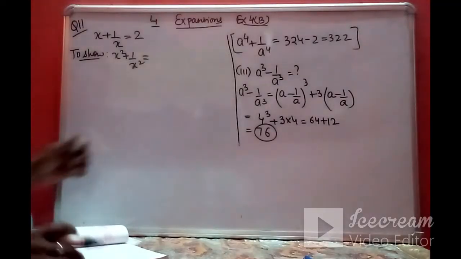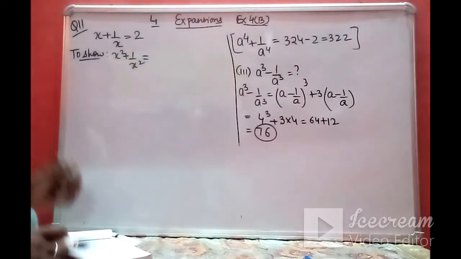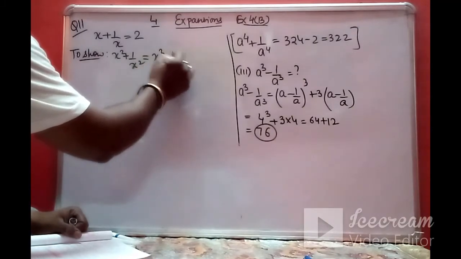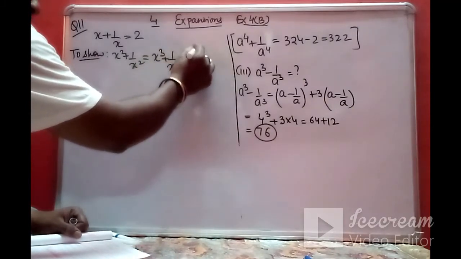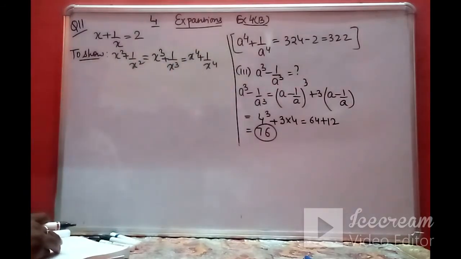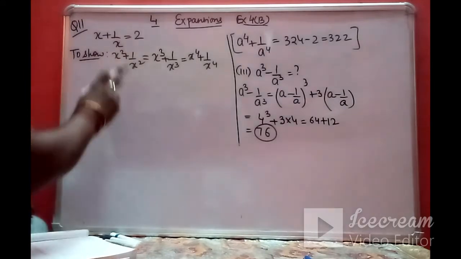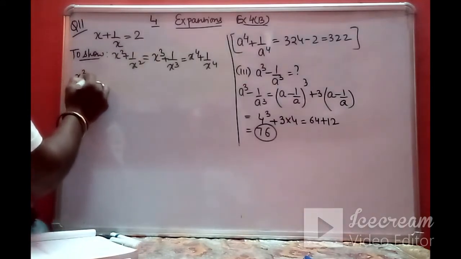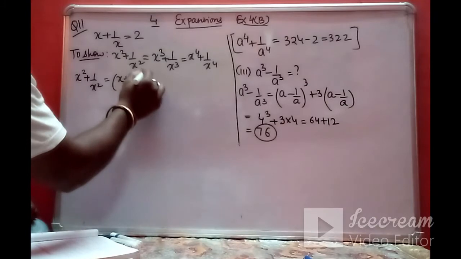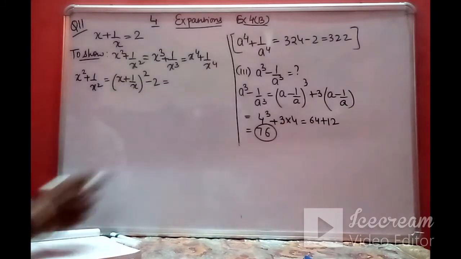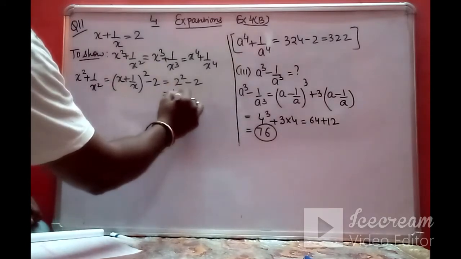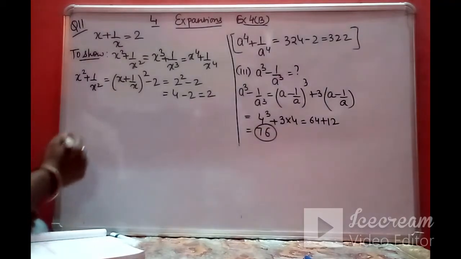Now see question number 11. In this it is given that x plus 1 upon x equals 2. Then we have to show that all these values are equal to each other. So I am going to calculate each and every value individually. Like x square plus 1 upon x square is actually x plus 1 upon x whole square minus 2. So this is 2 square minus 2, that is 4 minus 2, answer is 2.